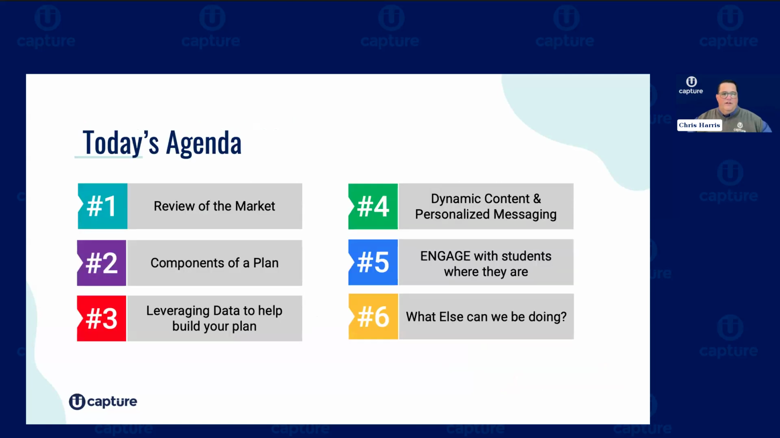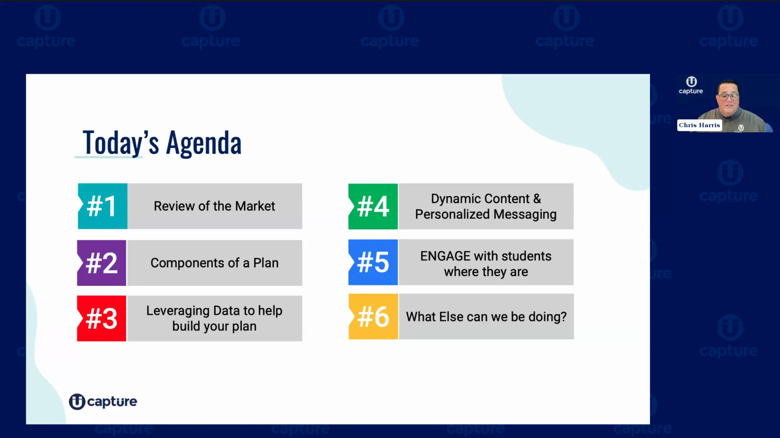Today's agenda, let's run through that real quick. We're going to talk a little bit about the market. Not going to spend a lot of time on it because we've talked about it over and over again. We know that the enrollment cliff is here, but we're going to talk just a little bit about that in a second. We're going to talk about components of a plan. When we talk about transfers, a lot of times we just talk about, well, it's whatever shows up, whatever comes in. But I think we need to be a little bit more tactical about our approach and how we build out our plan.